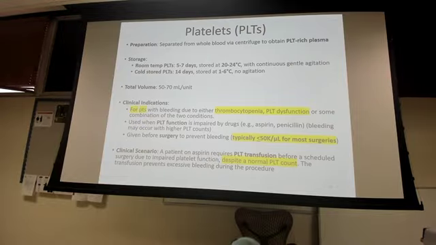Ooh, it's hot. Platelets. Platelets are separated from whole blood via centrifuge to obtain platelet-rich plasma, okay? Like I said, clinicians love platelets, but sometimes we can't get them. We try though, we try. They're stored at room temperature and are good for 5 to 7 days. They have to be continuously agitated so that they don't start clotting on each other. Then you have cold storage, which you place in the refrigerator, and those are good for 14 days. So very short shelf life, and they're always in and out, constantly in the blood bank.